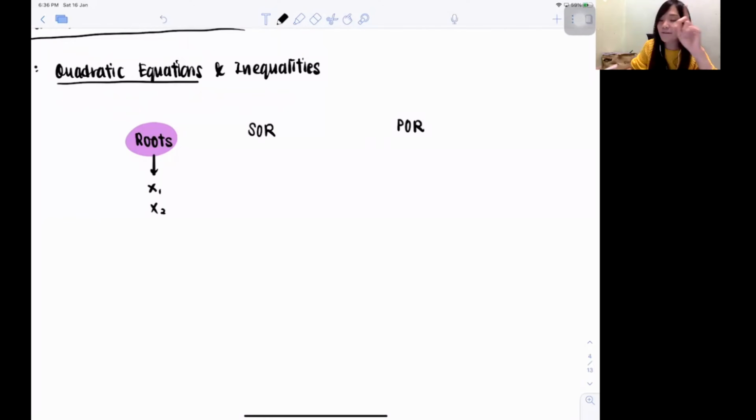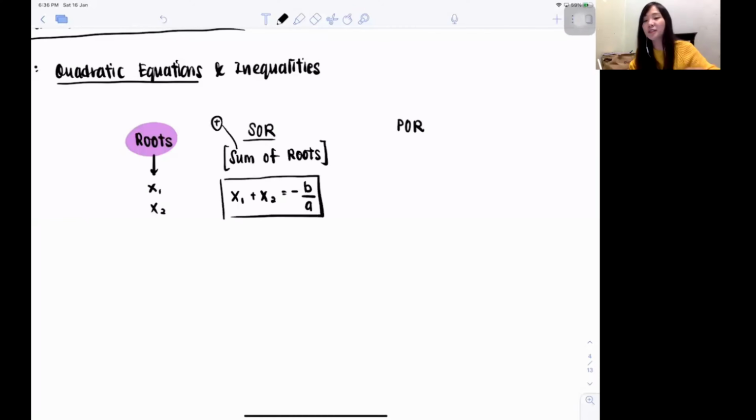So SOR stands for sum of roots. Based on your understanding, what do you think sum means? Plus, minus, times, or divide? I hope you guys tell me plus, because sum is total. Total means plus. So roots, based on what I told you, is x1, x2. So sum of roots, isn't it x1 plus x2? Make sense? Equals to what? The formula will be negative b over a. Try your best to memorize this formula, okay?